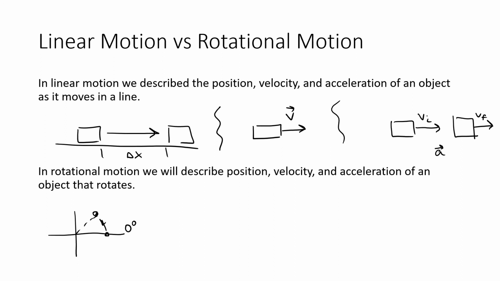But I'll at least put these symbols up. So we have angular displacement in place of linear displacement. We have angular velocity, which is this Greek W. That's lowercase omega. And we have the angular acceleration. That is alpha. Angular velocity.